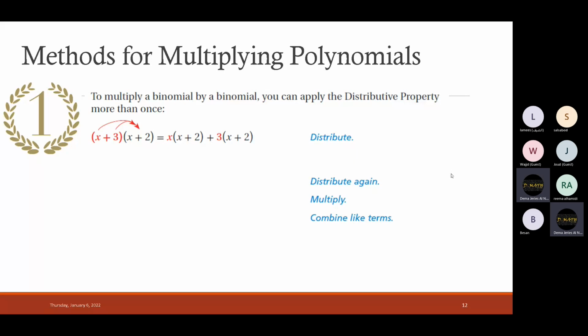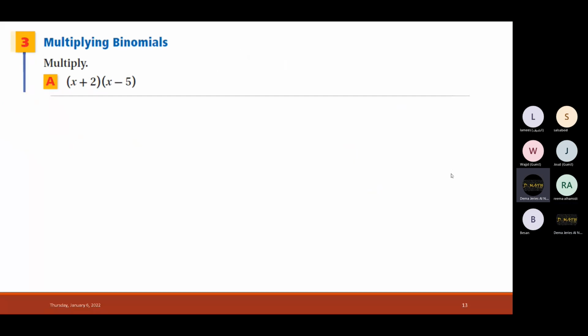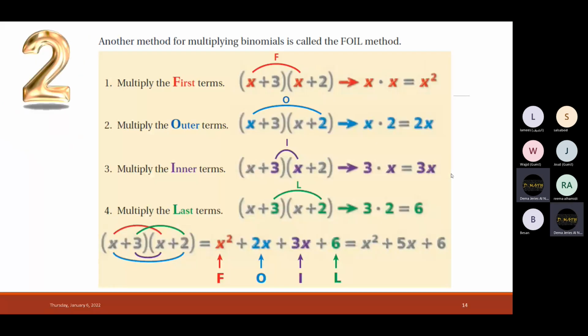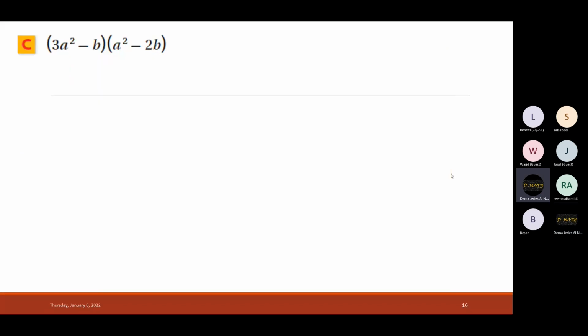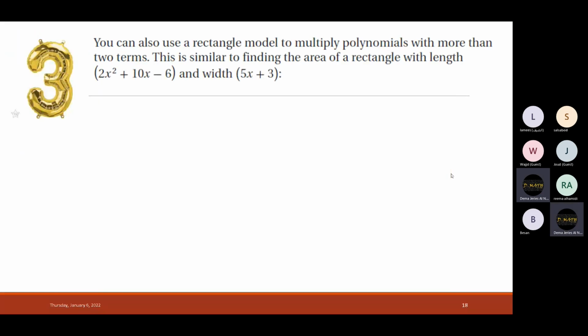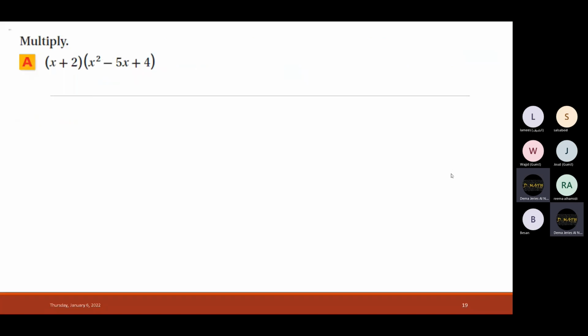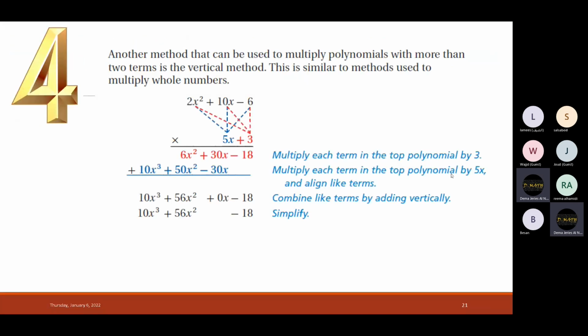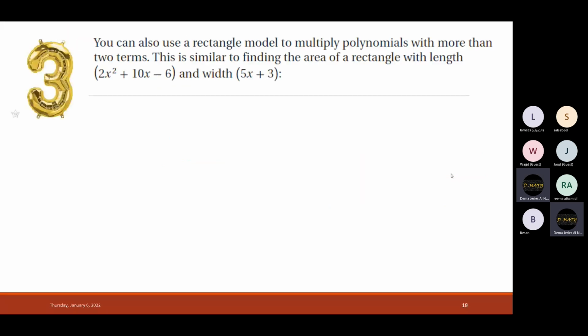The first one is the distributive method, if I have binomials that I want to multiply. The second one is the FOIL method: first, outer, inner, and last. The third one is the rectangle method, where I make a rectangle in order to multiply. And the last method is multiplying polynomials in a vertical method, like multiplying whole numbers.